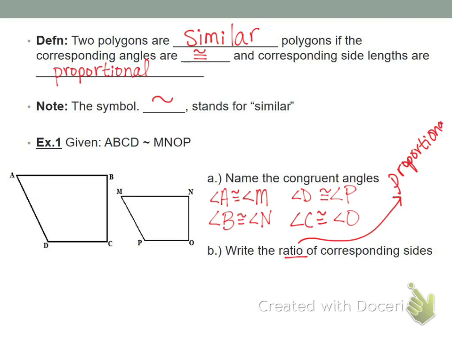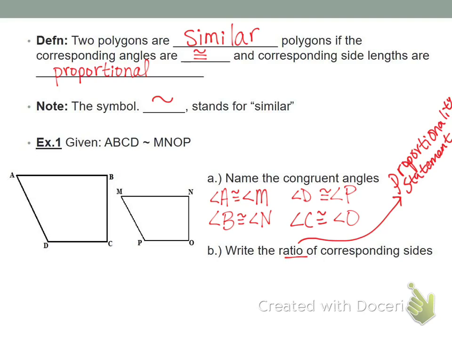Ooh, I'm running out of room. Proportionality statement, meaning that we're going to use proportions to do it. Okay, so if you see that phrase, proportionality statement or statement of proportionality, that's what they mean.